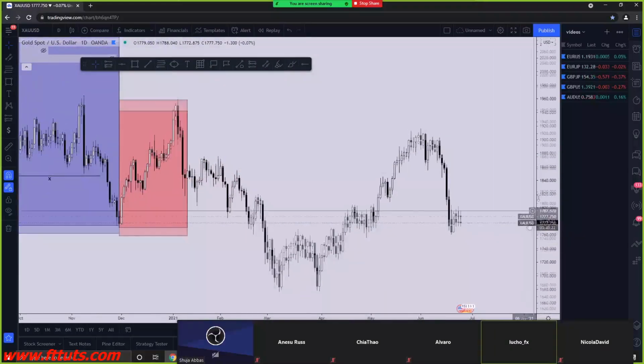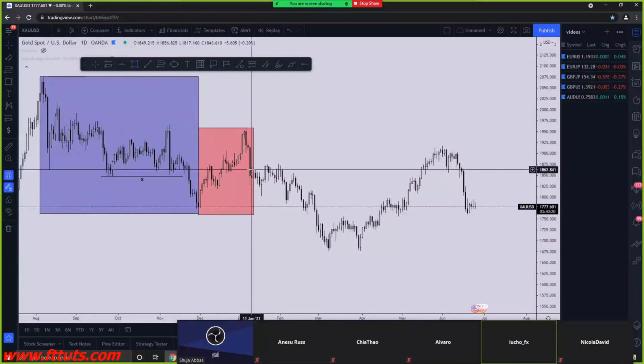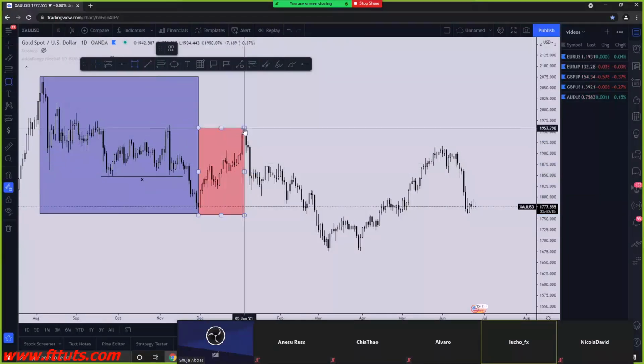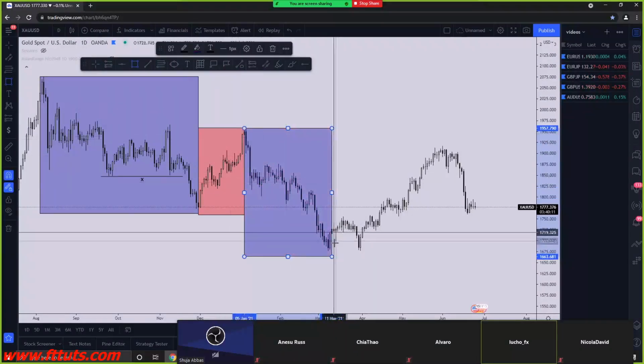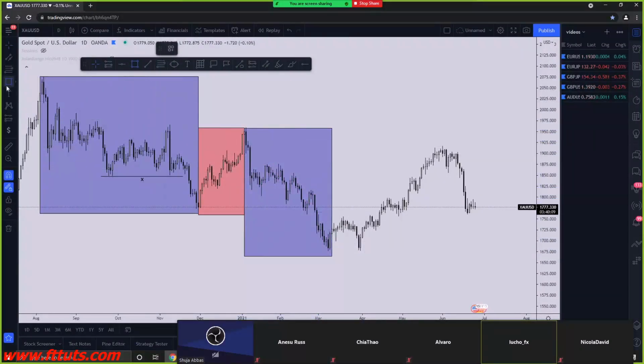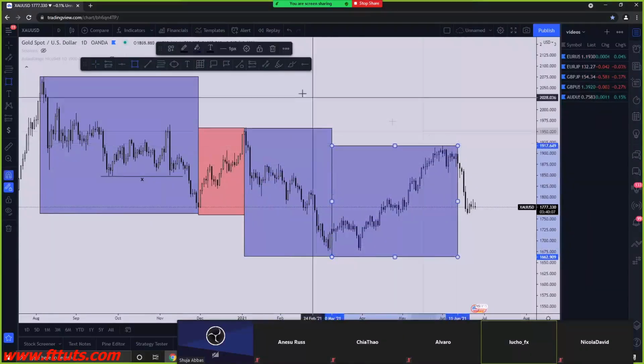Now after that sell-off, what did the market do? Once again, same exact thing. We created another new low. Right here, we created another new low. Let me make this purple or whatever. And then the market retraces back up to the open of that expansion back down.